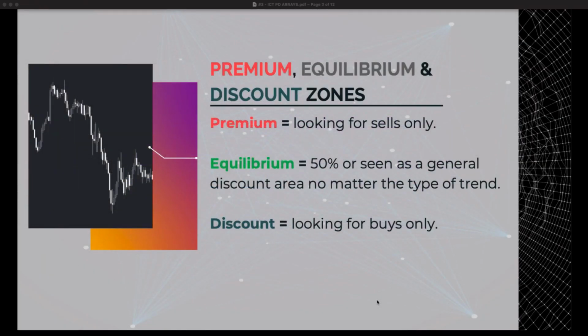Okay, so let's talk about premium, equilibrium, and discount zones. For premium, that means that you are going to be looking for sells only in this zone. For the equilibrium, it's essentially the 50%, or it's seen as a general discount area no matter the type of trend. We've already talked about what the equilibrium means, but you can also find the equilibrium with your Fibonacci. And lastly, this discount zone means that you will be looking for buys only, okay?